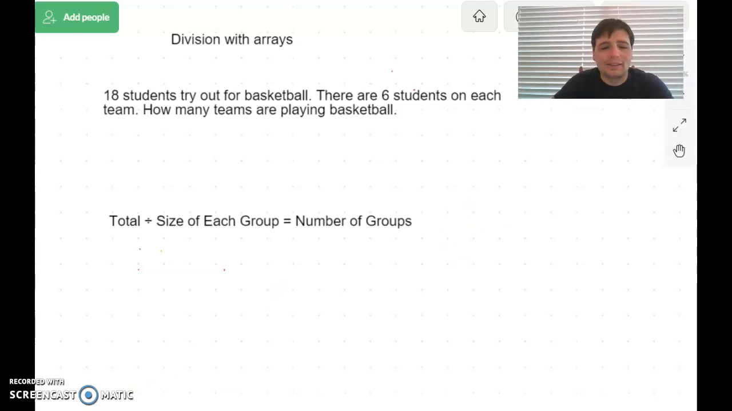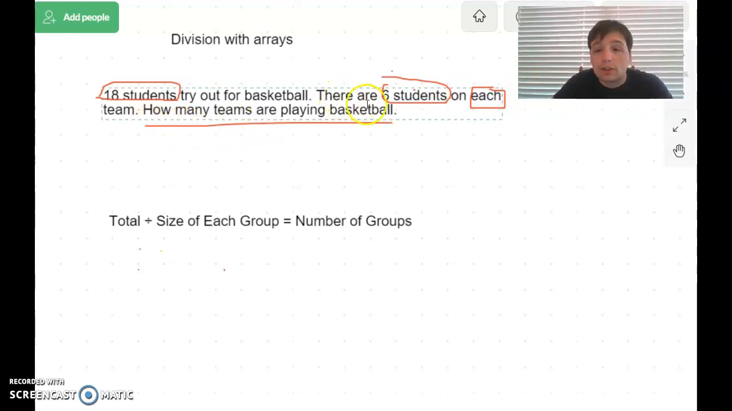And we're back. Let's see if we can solve this problem together. I know I have 18 students who are trying out for basketball. There are 6 students on each team. So I know 6 students each team is my action word. How many teams are playing? Oh, that should be a question mark at the end. There we go. How many teams are playing basketball?